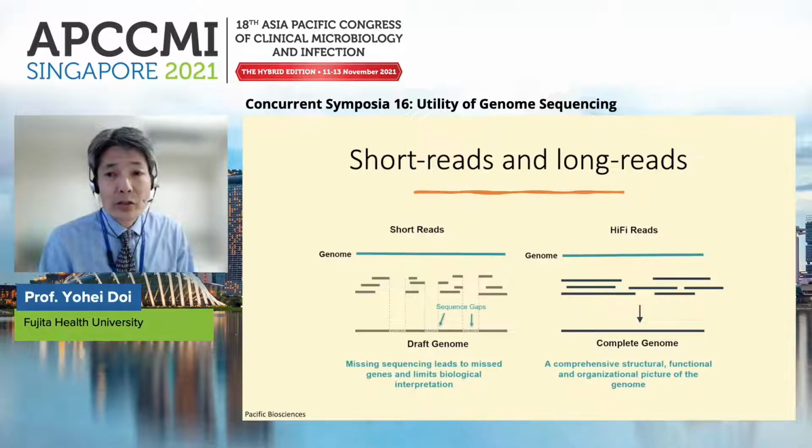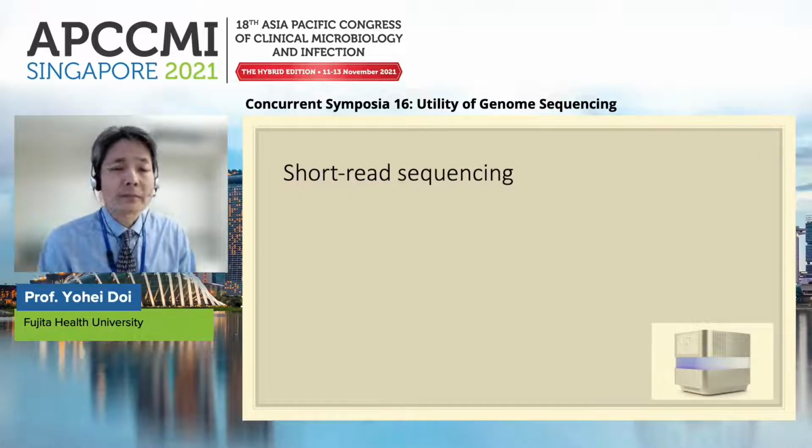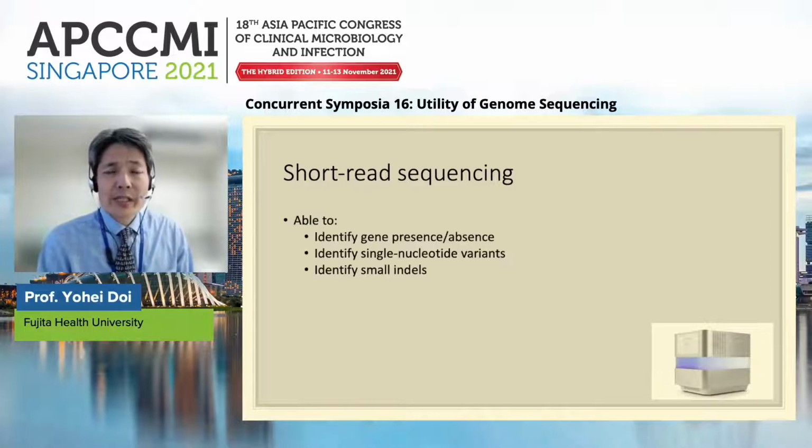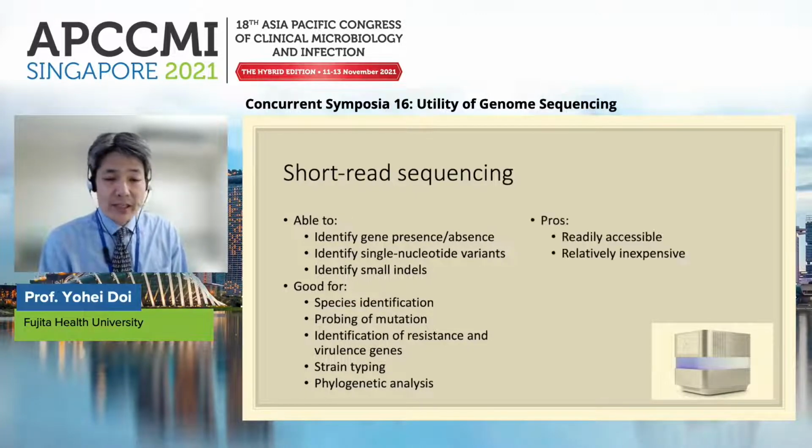Broadly speaking, there are two groups of technologies. One is short read sequencing, and the other one is long read sequencing. Short read sequencing is the most commonly used one and is able to identify gene presence, absence, single nucleotide variants, as well as small indels, insertions, and deletions. It's good for species identification, probing of mutations, identification of resistance and virulence genes, strain typing, and phylogenetic analyses.